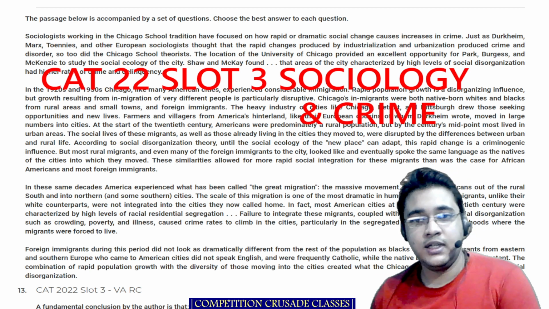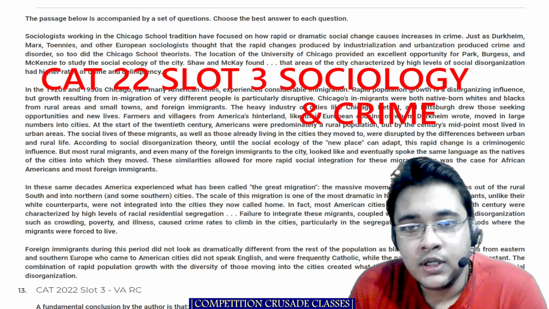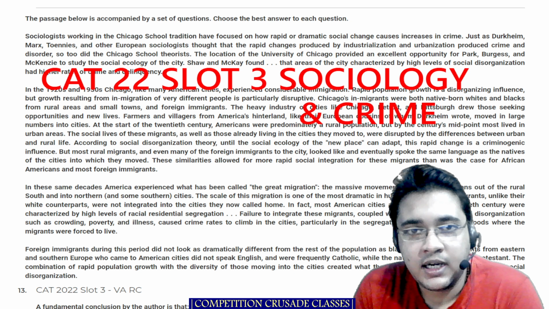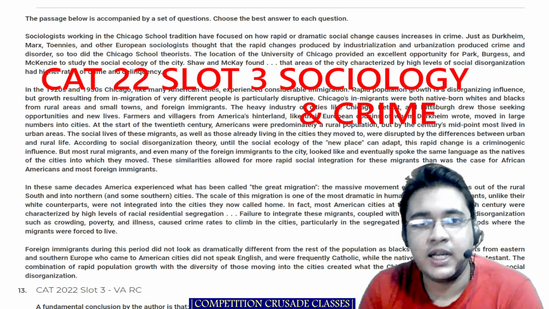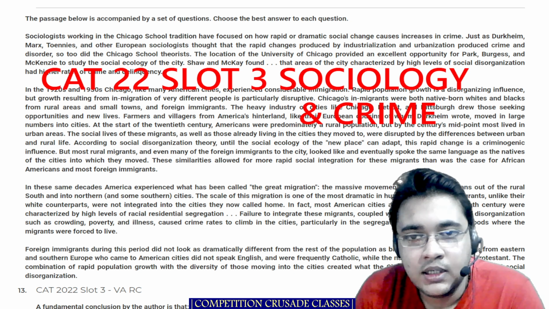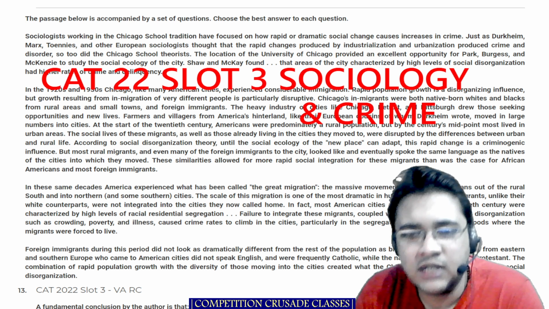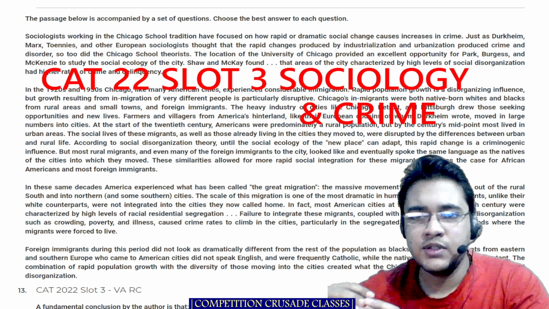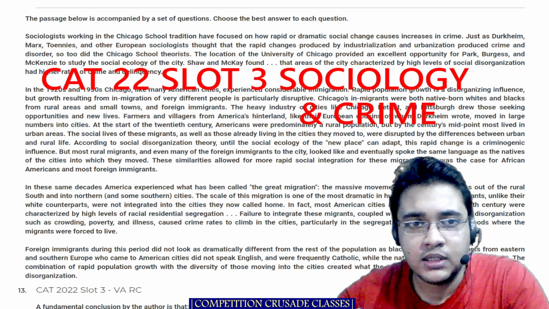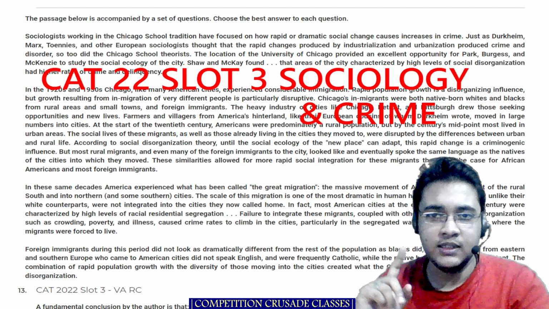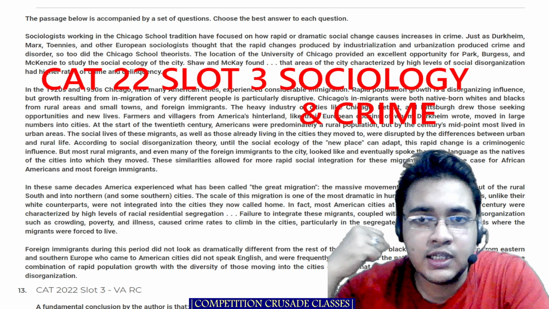So we are doing again an RC analysis video. As you can see on your screen right in front of you, we are doing CAT 2022 slot 3, passage 3, which is sociology and crime. This is again a very readable RC, although this was more condensed in nature. Don't worry, I will eliminate every extra element on your screen.